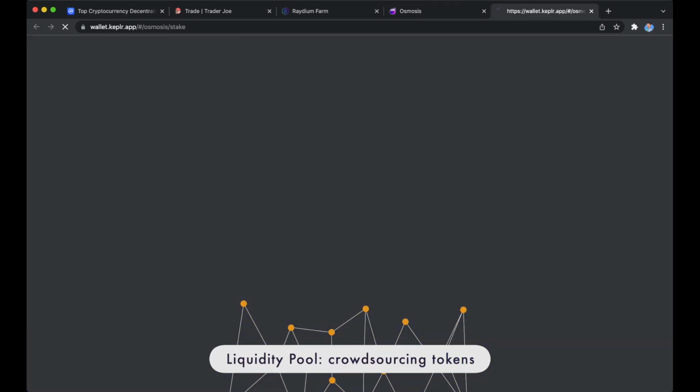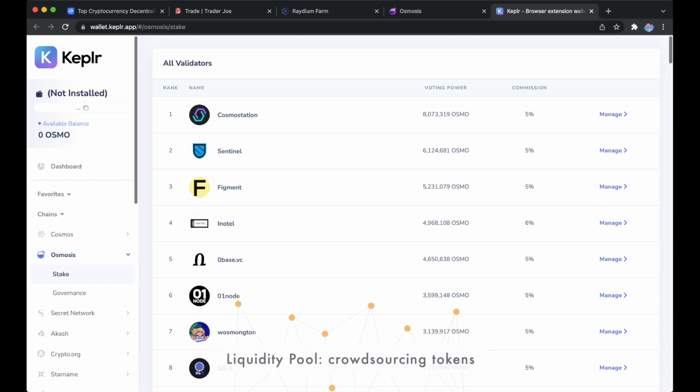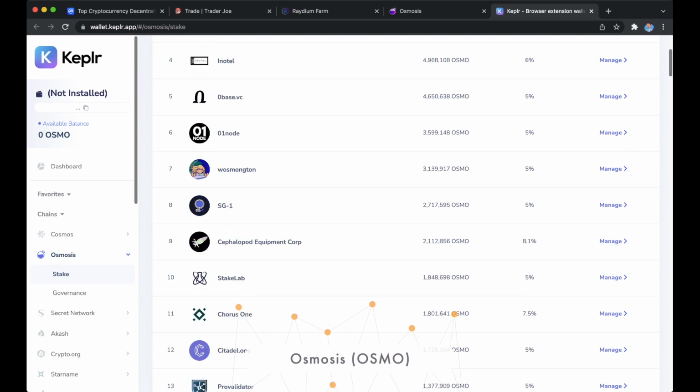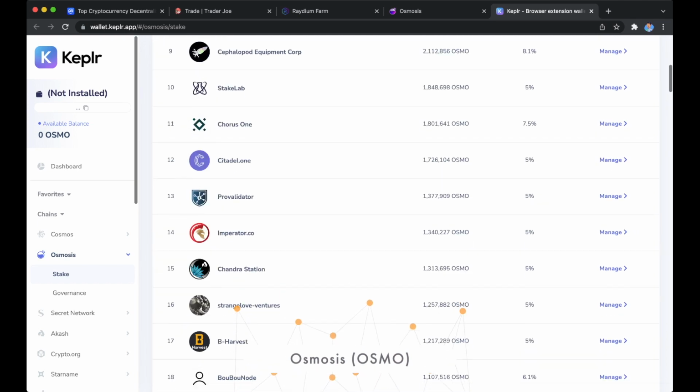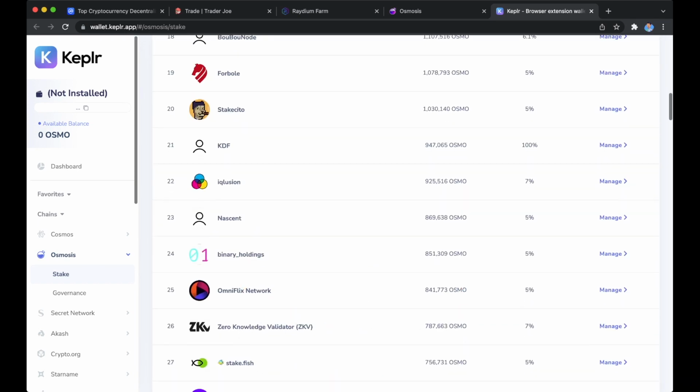And you can also stake your coins. From here, you would pick which validator you would like to stake with. This is strictly for staking Osmosis coin only. And as you can see, the average return rate for this would be roughly 5 to 7% APR.